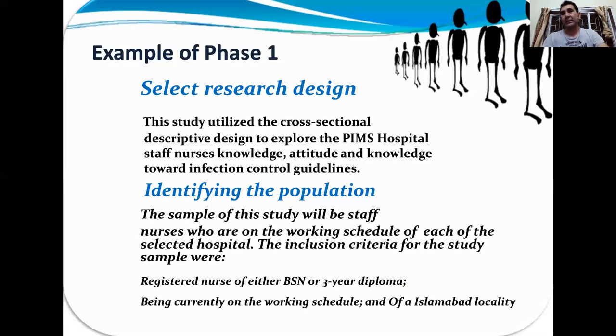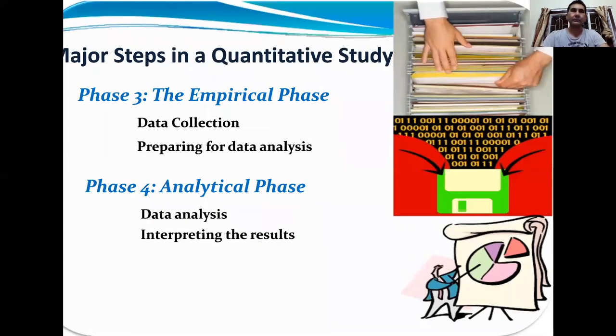And if the nursing staff are not fulfilling these criteria, they will come up in the exclusion criteria. So the third phase of your quantitative research study design is the empirical phase. In the empirical phase, you will decide how to collect the data from the study participants in your sample.